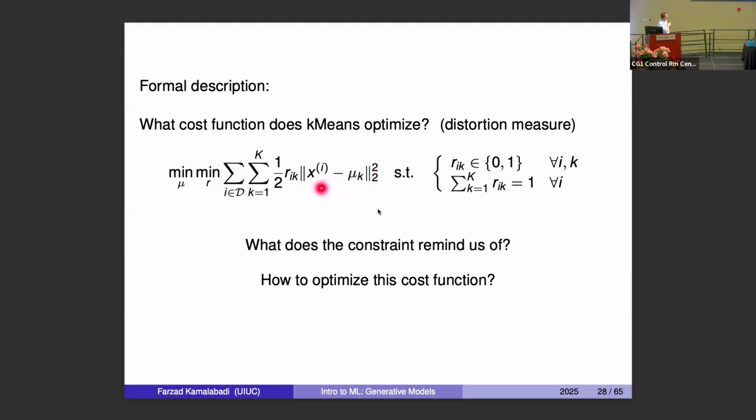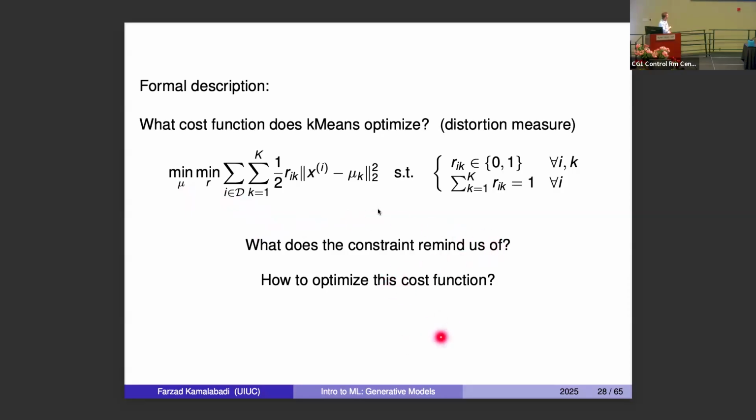So the distance is the distance between each data point and the cluster center. And this is the L2 norm of that, so the Euclidean distance. We want to minimize that, but we also want to minimize it whether or not the point belongs to that cluster. That belonging variable is denoted by R, and so we want to minimize with respect to R, and then we want to minimize with respect to the cluster center mu.